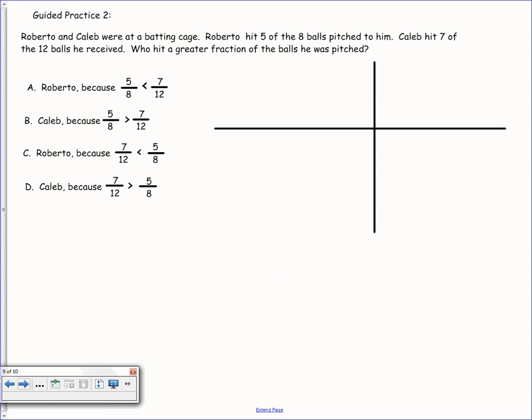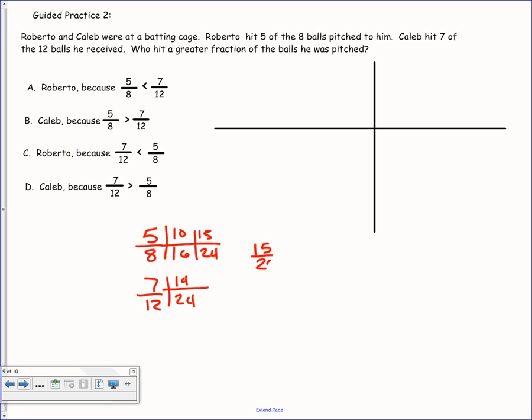One more example here. Roberto and Caleb are batting. Roberto is 5/8, Caleb is 7/12. Who is bigger? So 5/8, 7/12. 8, 16, 24, 5, 10, 15, 7, 14, 24. So I've got 15 24ths and 14 24ths. 15 24ths is bigger than 14 24ths.